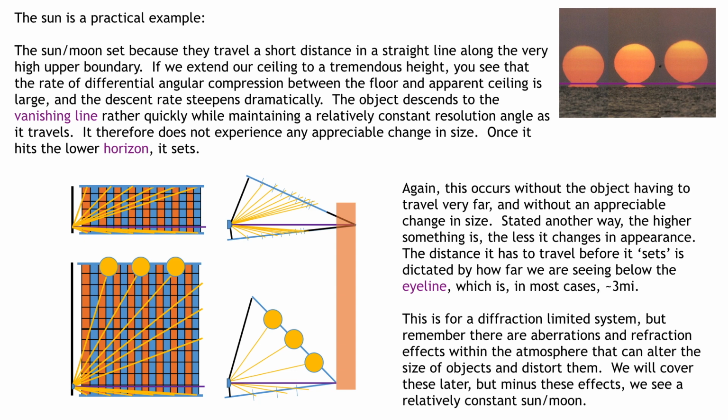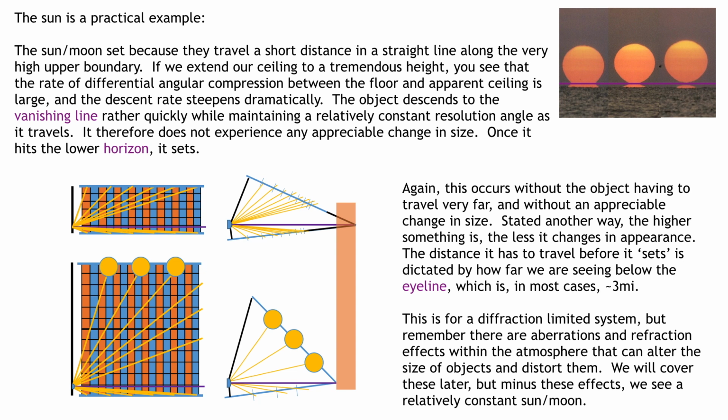So the object descends to the vanishing line rather quickly while maintaining a relatively constant resolution angle as it travels. So again, if you just go back to that previous page with the 1-point perspective and that ball that didn't really change in size much as it descended and set into our lower horizon, as we extend the ceiling up higher, this effect is even more amplified, and it retains its angular size for a very long time, and it only changes minutely in size.